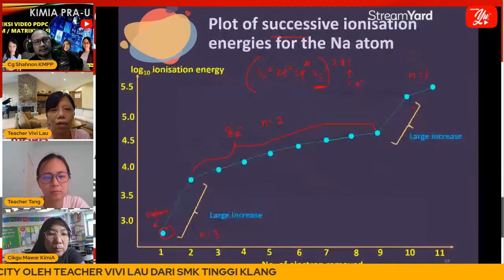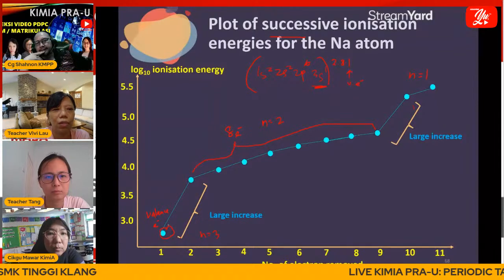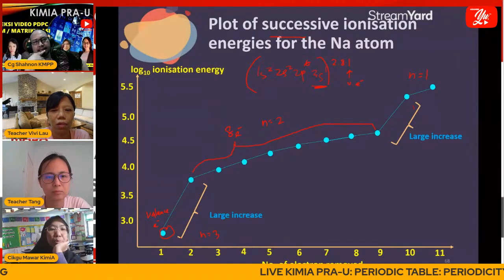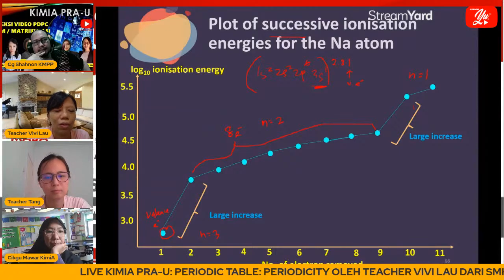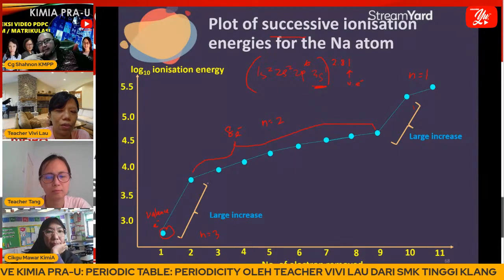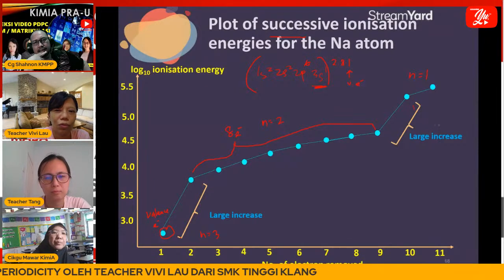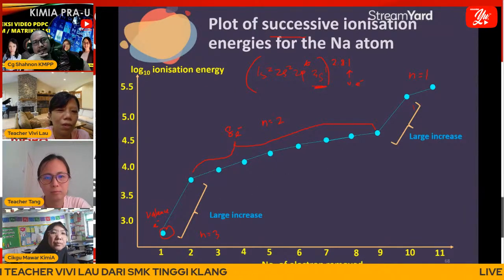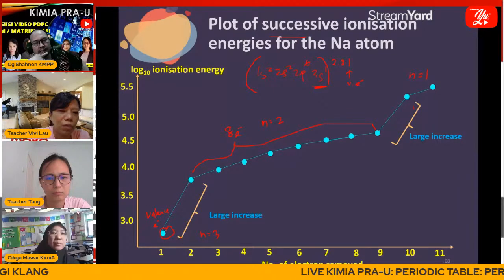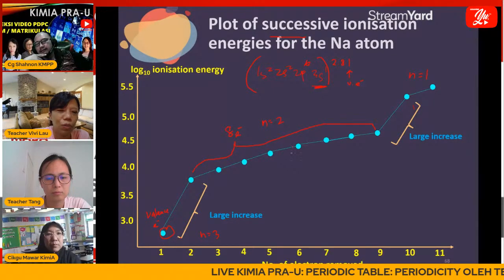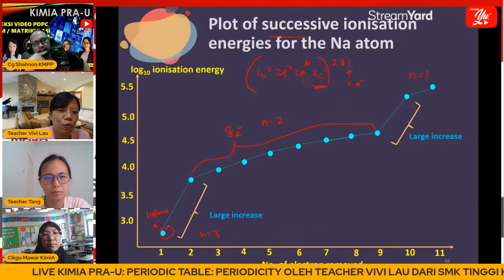So this is the graph method. In the graph method, you plot the log 10 ionization energy against the number of electrons removed. After you plot the graph, you find the large increases. You have 2 large increases here. The first one is between the first and second electron removed, so the second electron is removed from the inner shell. So you only have 1 valence electron.